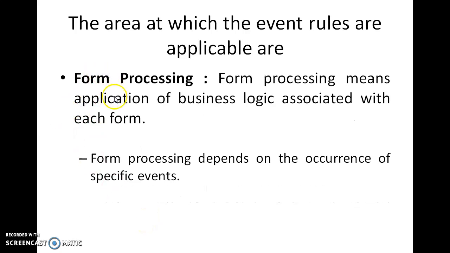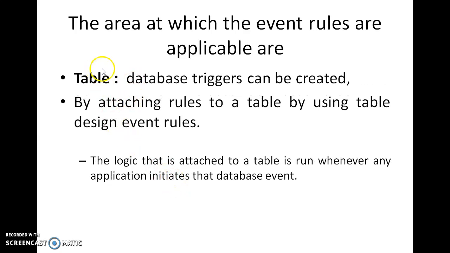The second area where the event rules are applicable is form processing. It means application of business logic associated with each form. So form processing depends on the occurrence of specific events. The third place where event rules are applicable is table. You can have database triggers that can be created for applying these event rules, or event rules are triggered by attaching rules to a table by using table design rule events. So the logic that is attached to a table is run whenever any application initiates the database event.